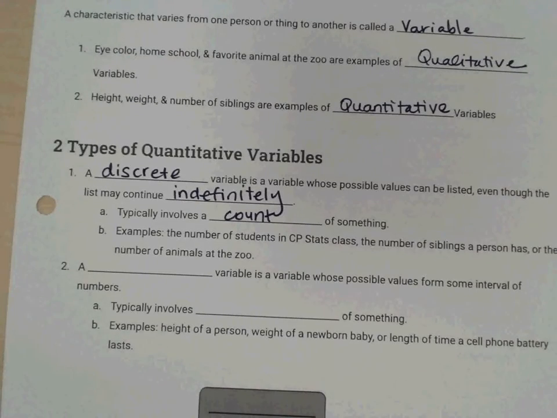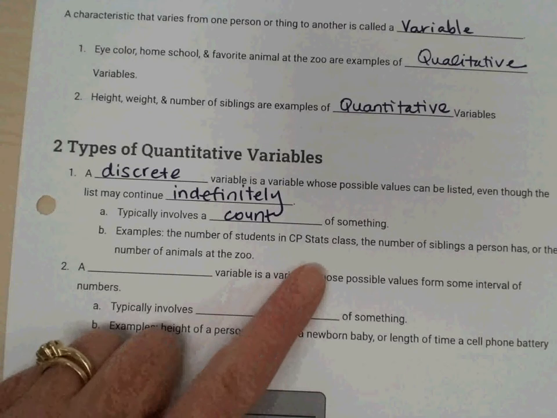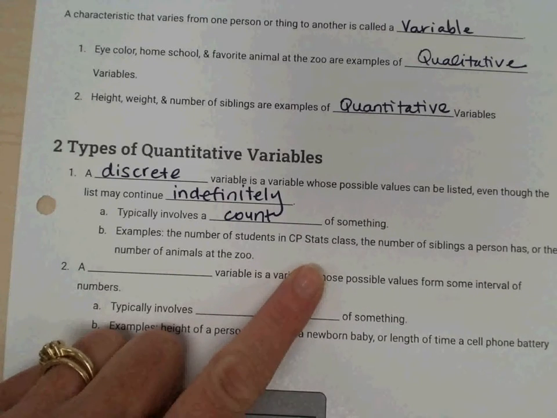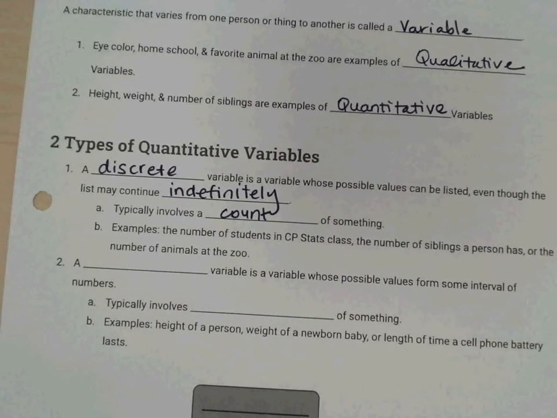For example, the students in a CP stats class. We can count the number of people in our CP stats class. The number of siblings a person has, you can count, or the number of animals at the zoo.